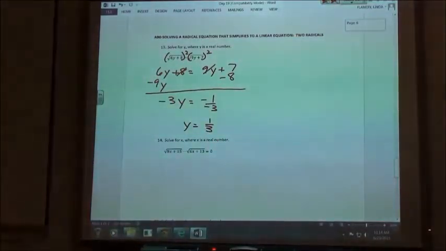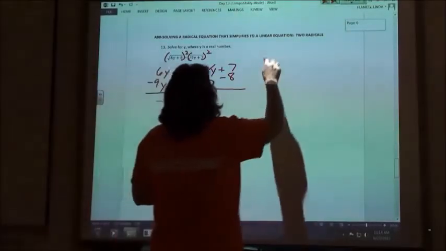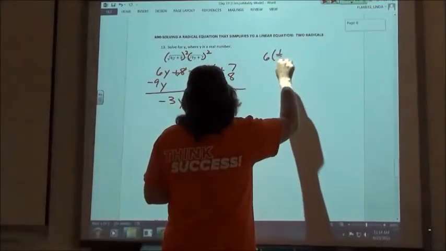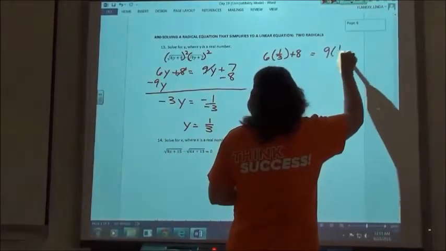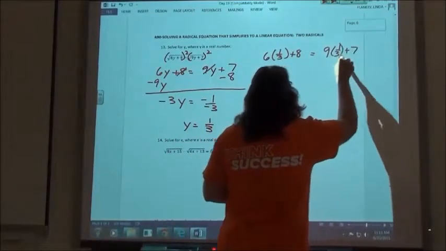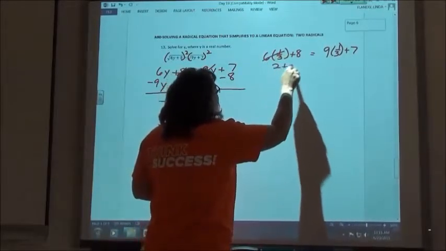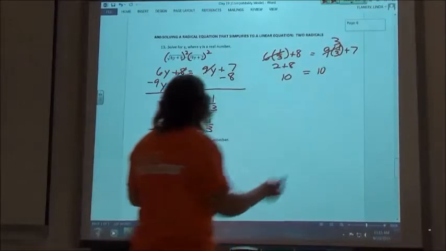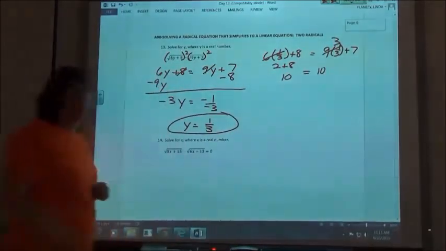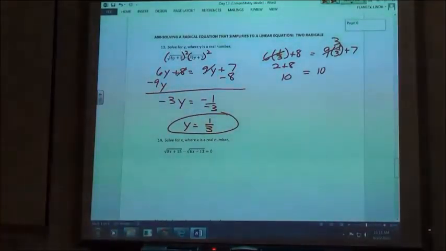Now these ones, again, you should check your answers just to be on the safe side. So 6 times 1/3 plus 8 would have to equal 9 times 1/3 plus 7. This would give me 2 plus 8, which is 10. This would give me 3 plus 7, which is also 10. So that's a good answer. Sometimes you'll get one negative and one positive, so you want to make sure you do check.